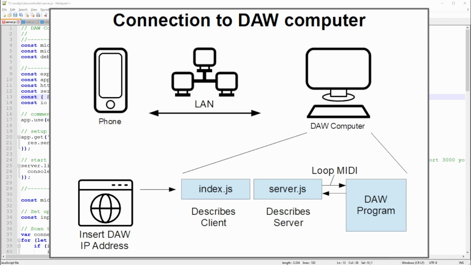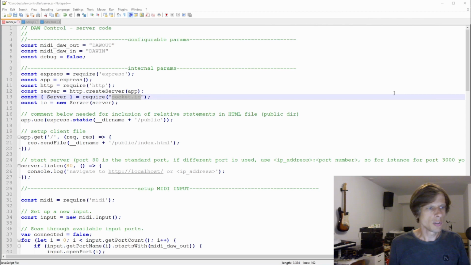Whenever you press a button, the server needs to know that a button was pressed. Similarly, whenever a MIDI message is received, the server needs to pass this information on to index.js. And we're using WebSockets to do this. And over here, you can see that Socket.io is loaded, and this is then to be able to set up WebSockets between the browser and the server.